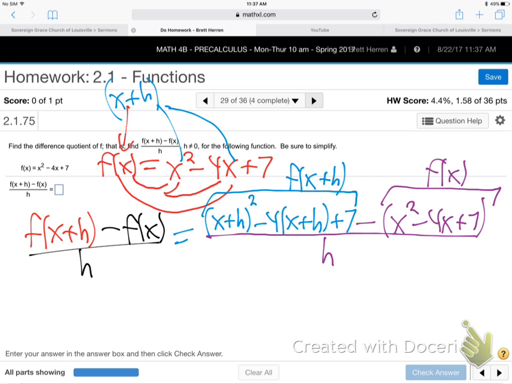Is that making sense? I'm glad to answer. I know that's the confusing part. That's what I was helping with after class. Can I help with that? Is that making sense? Do you see what I'm doing there?